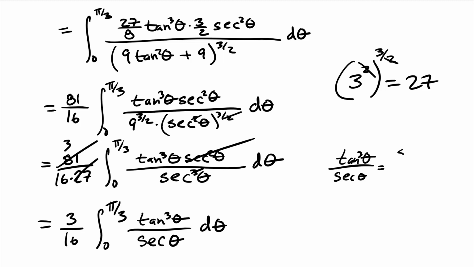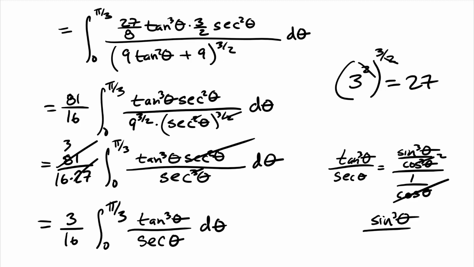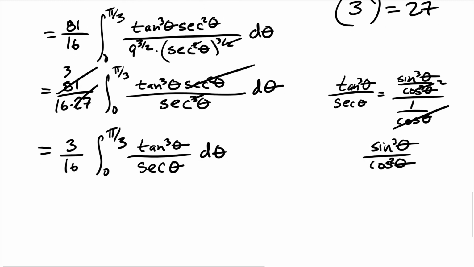See what we end up with. So that's sine cubed over cosine cubed divided by 1 over cosine of theta. So we'll lose that and become a second power. The denominator goes away, so we're just left with sine cubed over cosine squared. Whew.